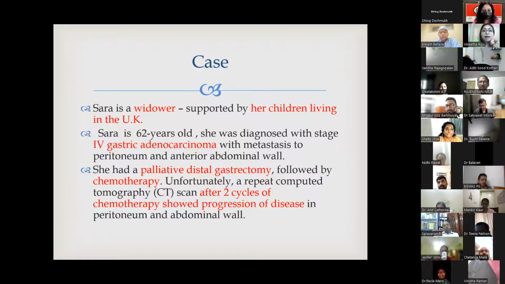Yes. So Sarah is a widower. She was staying with her children, who are living in the UK. So I'm sorry, she's not staying with her children. She's supported by her children who are staying in the UK. So pretty much she is here alone. And she is 62 years old. We just saw what was her clinical condition. She was in stage 4 of CA stomach with metastasis to the anterior abdominal wall. She discovered that she's having a progressive disease during her second cycle of chemotherapy.